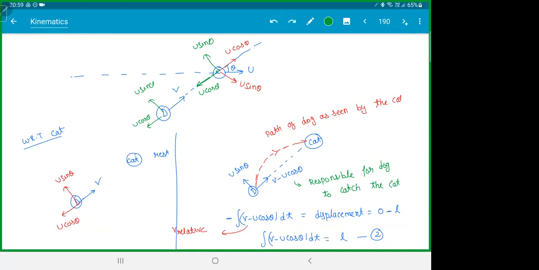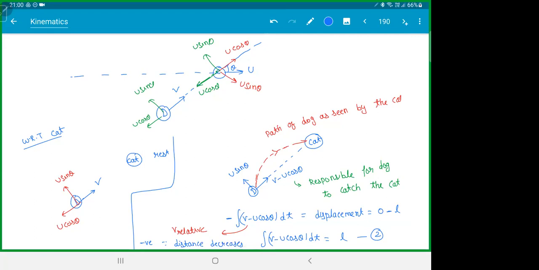So this is what the cat will think about the dog. It is coming towards me, making a curve. But every time it is coming towards you, the velocity is always v minus u cos theta. So the velocity which is responsible for the cat and the dog to meet is v minus u cos theta, the v relative. We use a negative sign since the distance is decreasing. This velocity is decreasing the distance.